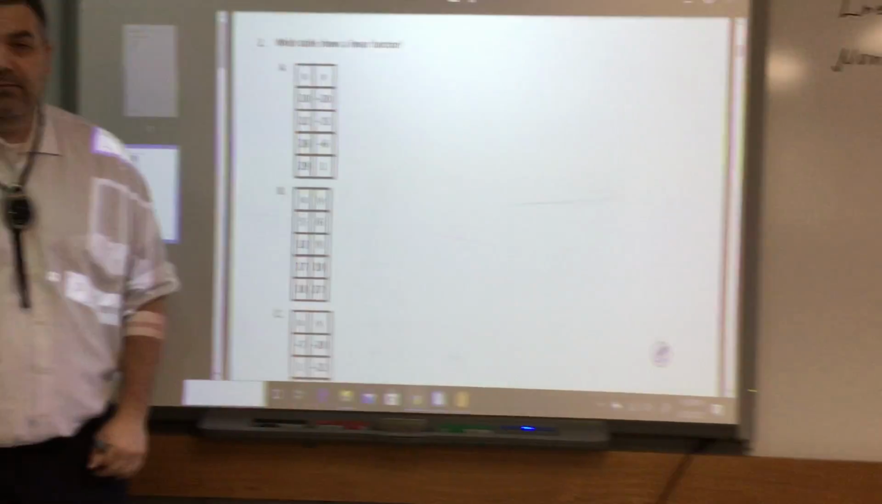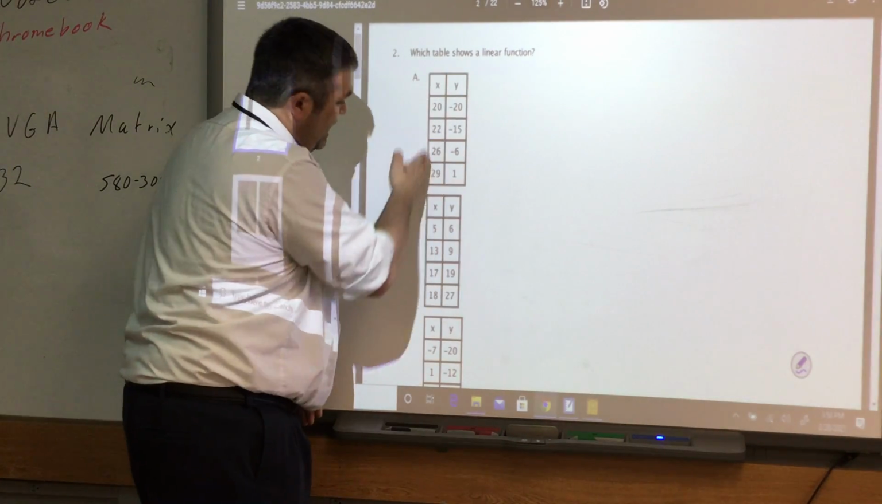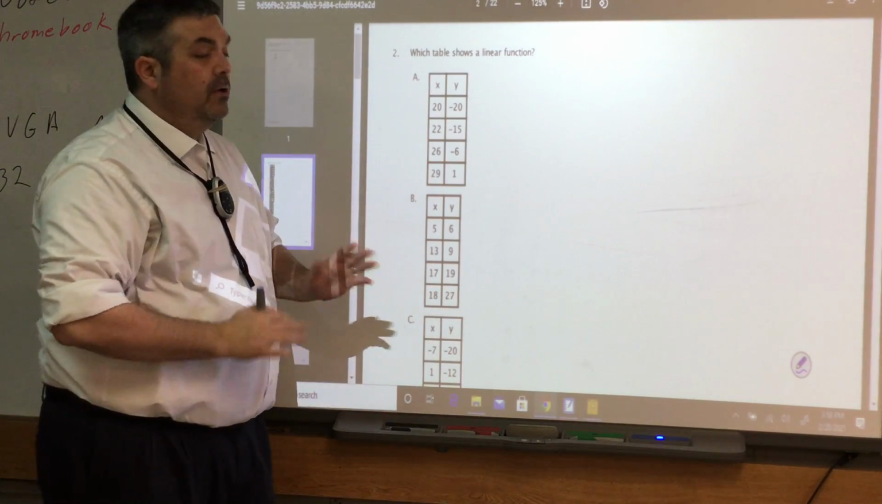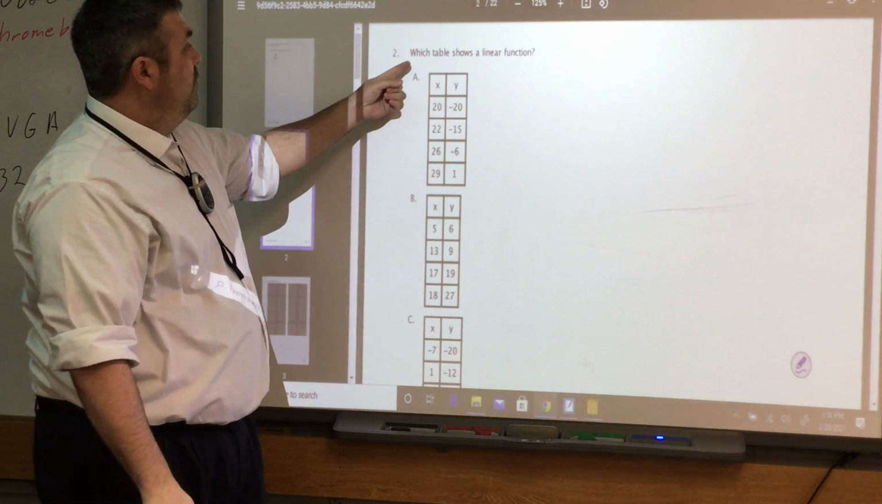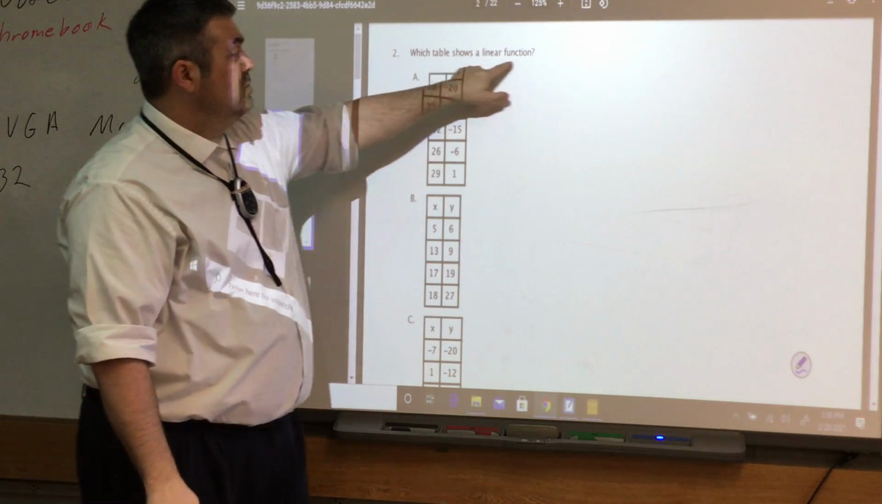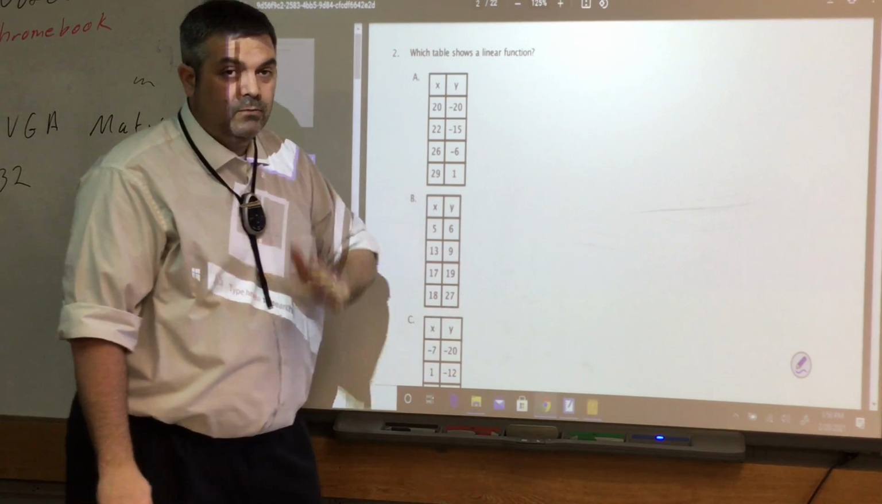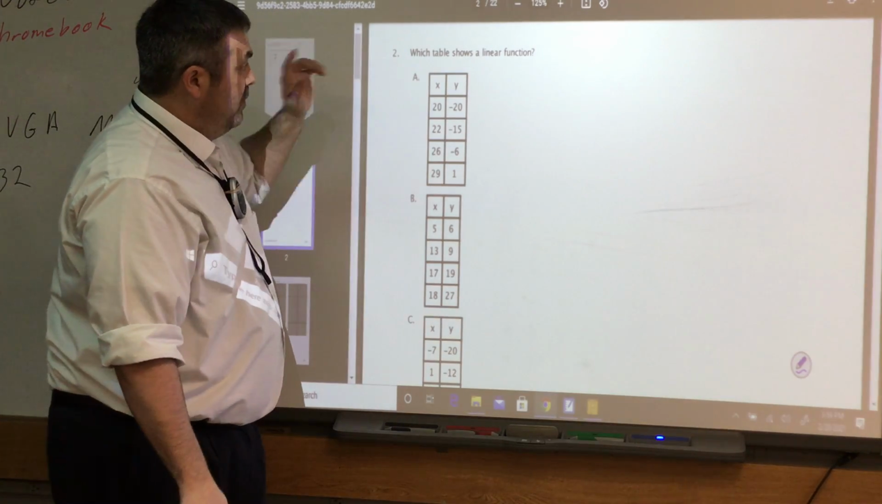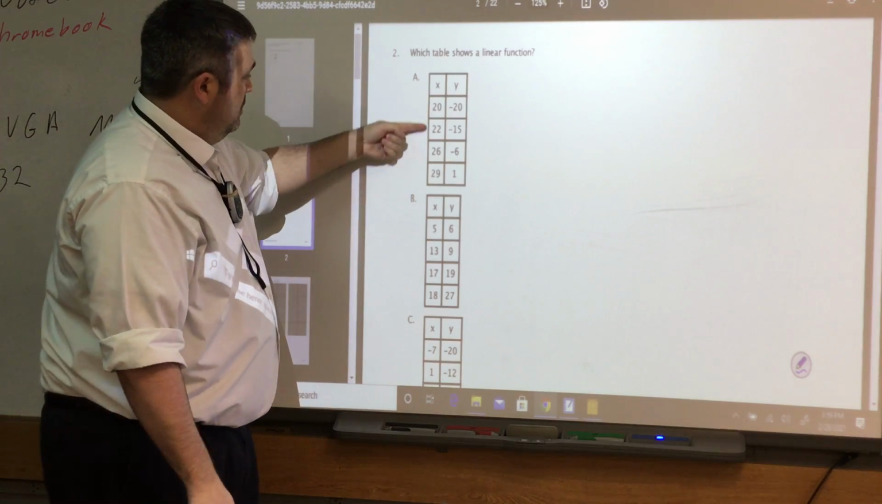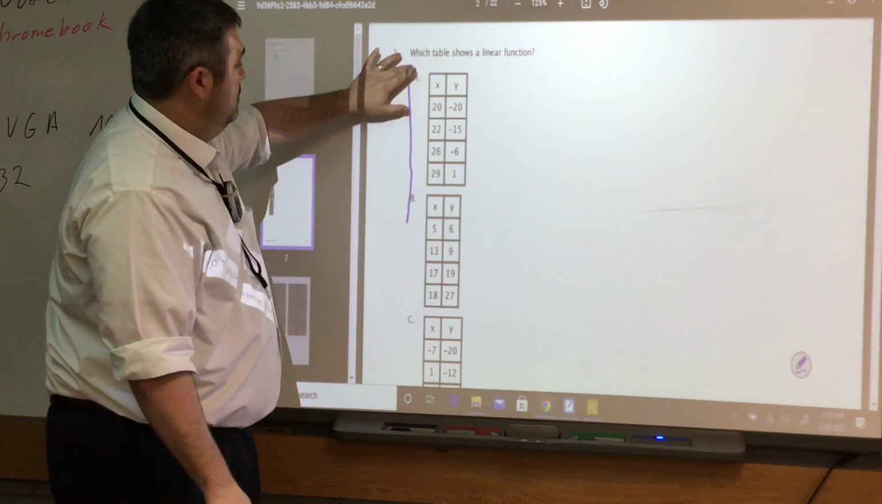Well, how do you check to see if it's a function? Does the x repeat? So I'm going to go through here, and that's what I'm going to look for, because we're looking for which table shows a linear function. We're looking for the one that is linear, which one has a constant rate of change. Okay? First, is it a function? Well, that's a function.